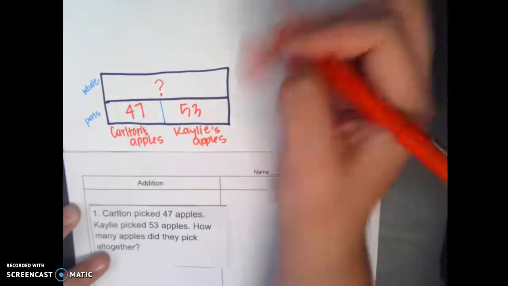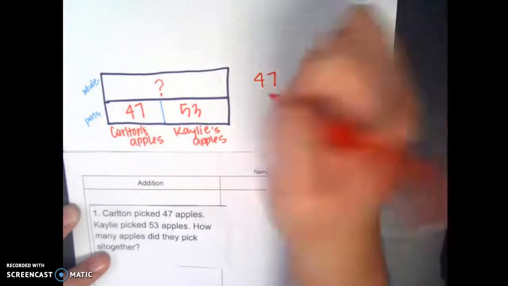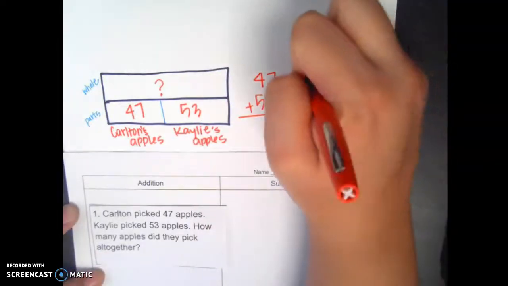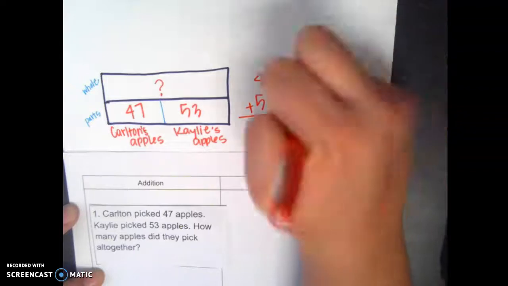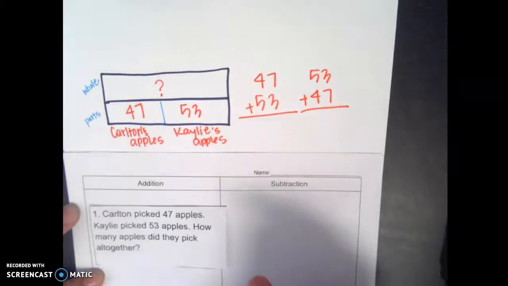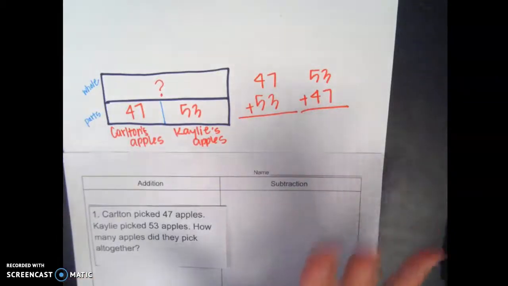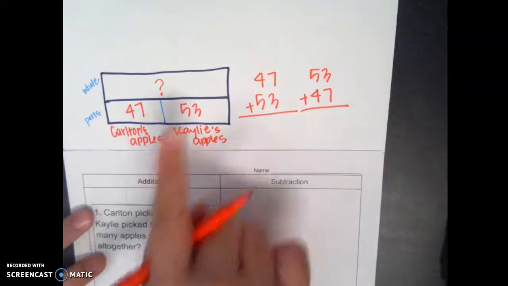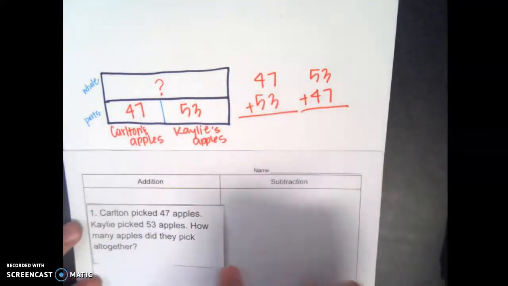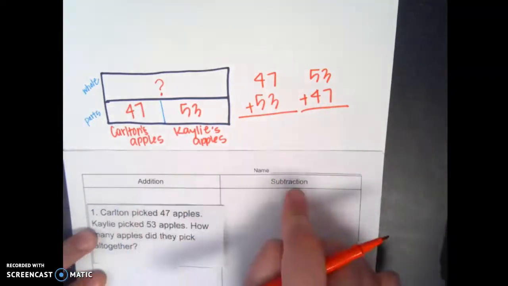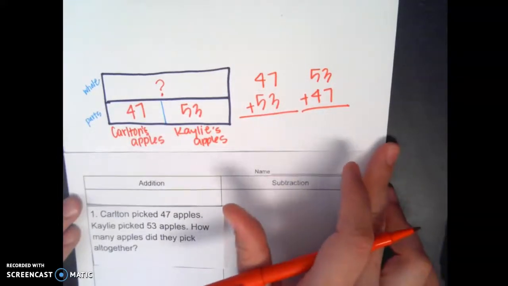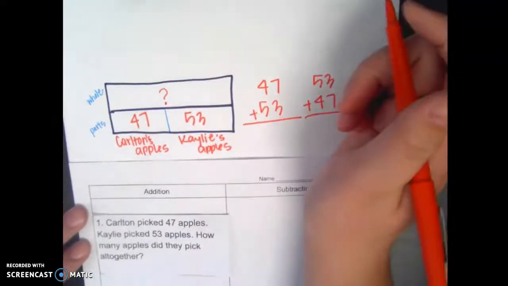What would you be adding here? 47 plus 53. Or you could have written 53 plus 47. That would have also been okay. Now, you're not solving the answer in this activity today. All we're doing is identifying your word problem with a strip diagram, with an equation, with a picture. You're deciding is it addition or subtraction. You are not solving this, okay? So you do not have to solve them. If you want to, that's fine, but that is not the purpose of today's lesson.